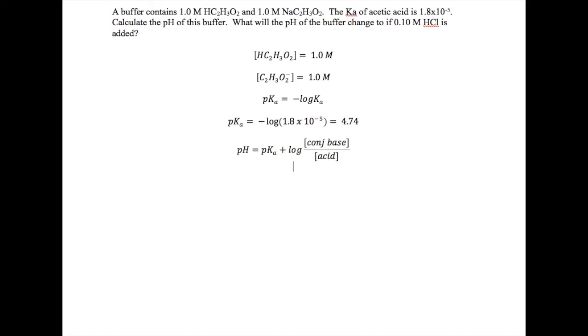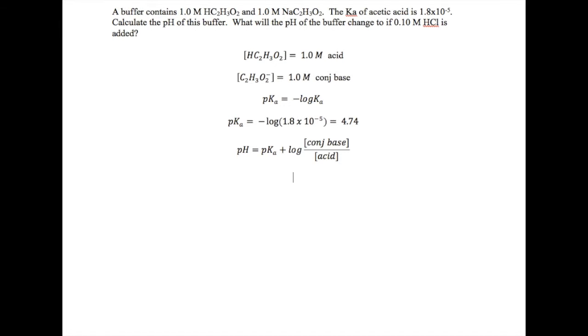Now that we know the pKa, we can use the Henderson-Hasselbalch equation. This equation requires the pKa. The pH of a buffer solution will be equal to the pKa of the weak acid that's in the buffer plus the log of the concentration of the conjugate base divided by the concentration of the acid.